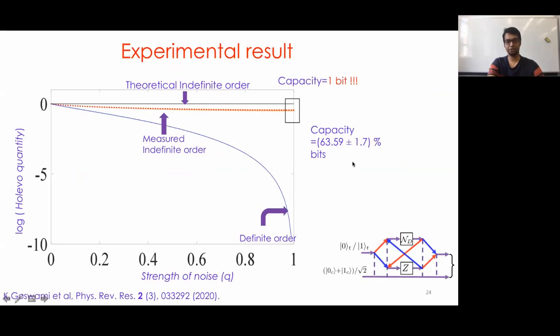So imagine the situation, we are sending say 1,000 bits. Even with an imperfect experimental setup, where in the definite order scenario we won't be able to send any information out of the system, with our experimental setup with all its imperfection, we will be able to send 630-ish bits through the system. So this is indeed a major boost in communication. We reported this work in this paper.